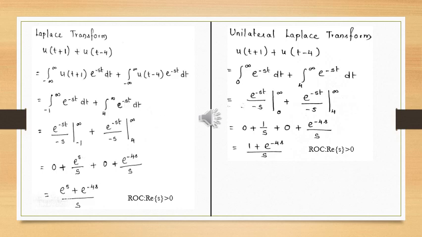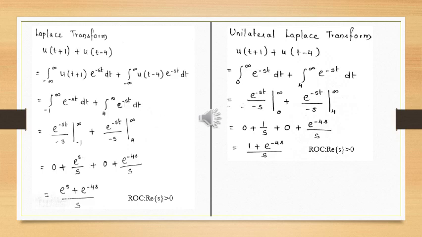Plus, for the second term, we have the u of t minus 4 term. This term has a value equal to 1 starting from 4 to infinity. So we change the limits of the integral from 4 to infinity e raised to minus st dt. Solving the integral, we get e raised to minus st divided by minus s for the limits minus 1 to infinity, plus for the second integral, e raised to minus st divided by minus s for the limits 4 to infinity.